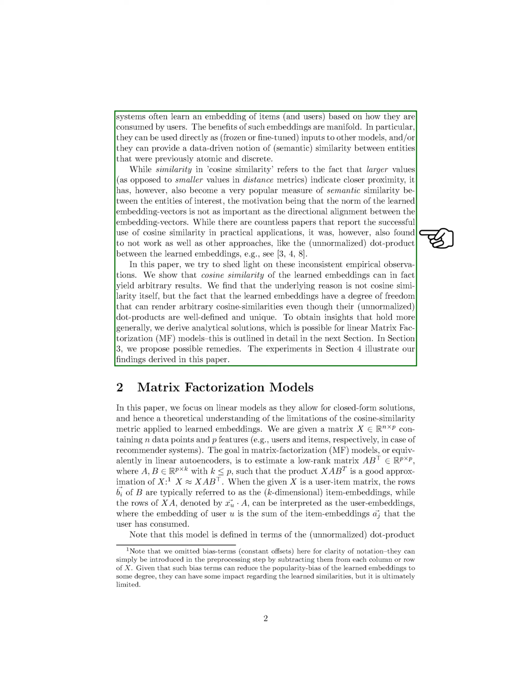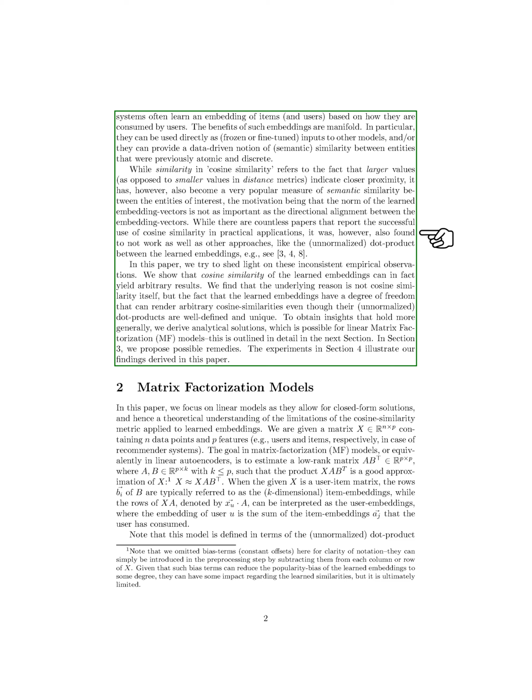We discovered that cosine similarity of embeddings can produce arbitrary results due to the flexibility of learned embeddings. This issue arises because the embeddings can have a degree of freedom that allows for arbitrary cosine similarities even when their dot products are well defined. To gain more insights, we derived analytical solutions, focusing on linear matrix factorization (MF) models, which we will discuss in detail in the next section. We also propose potential solutions in the following section. Our experimental results further support the findings presented in this paper.